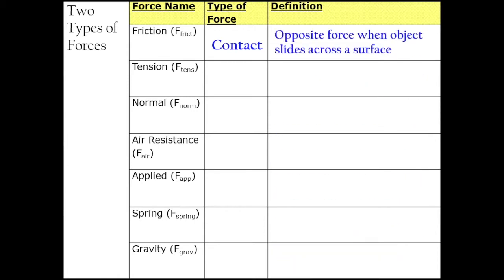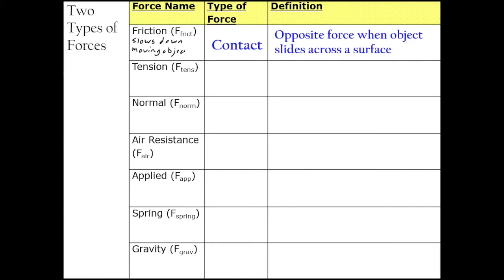What that means is that you must be in contact with an object in order for friction to exist. Friction is defined as a force that is opposite when the object slides across a surface. So for instance, if I have a box right here and it's moving to the right, so it has some velocity to the right, friction is acting on this box in the opposite direction. So I would have friction acting in the opposite direction. And friction also is just a force that slows down objects that are moving.